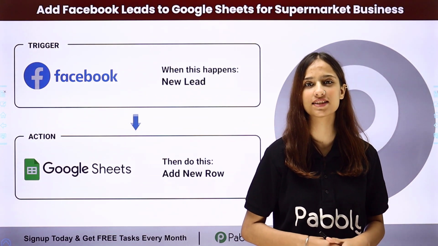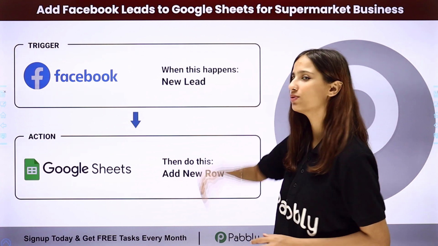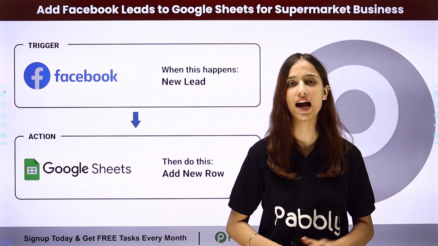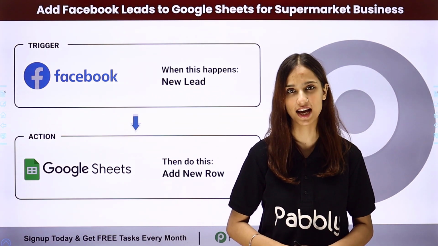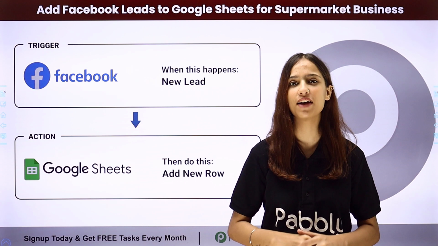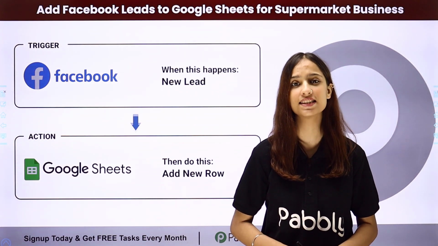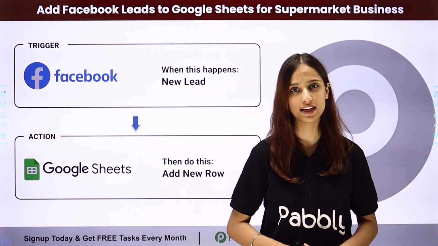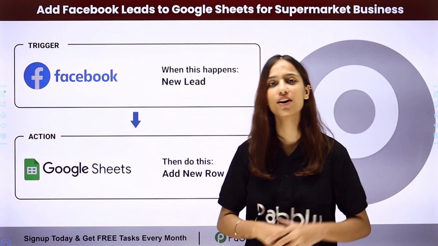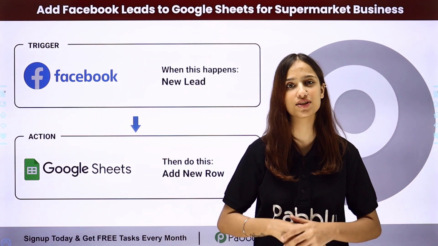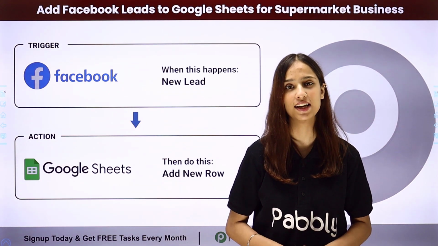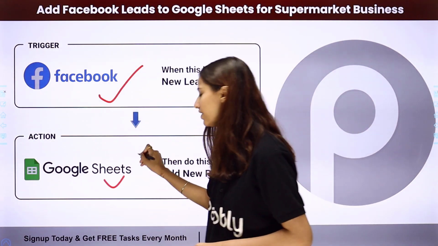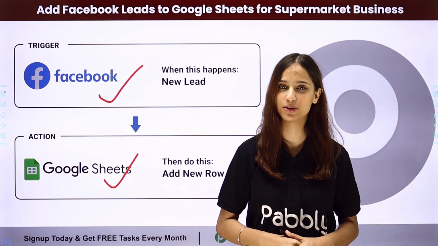So in today's video we will understand how to add Facebook leads to Google Sheets for supermarket business. So here let's assume that I have a supermarket store and to promote the same I'm using Facebook lead ads. So my objective is that whenever I receive a new lead through Facebook lead ads, I wish to add the lead details in my Google Sheet. So now to do this, I need to build an integration between these two applications, for which I will be using this amazing integration and automation software, that is Pabbly Connect. Here my trigger application will be Facebook and my action application will be Google Sheets. So to learn more about this integration, follow me through the screen.